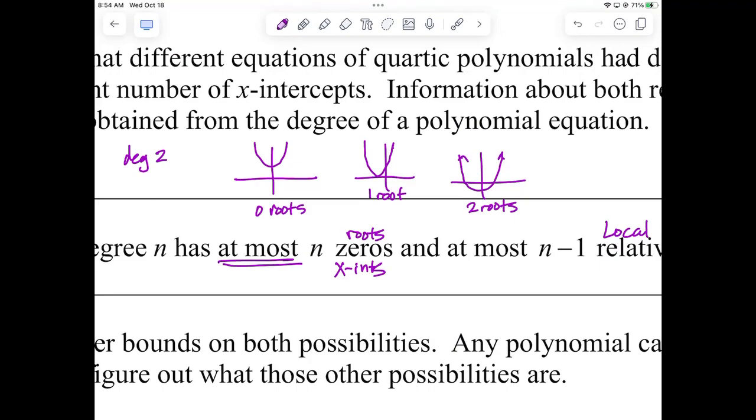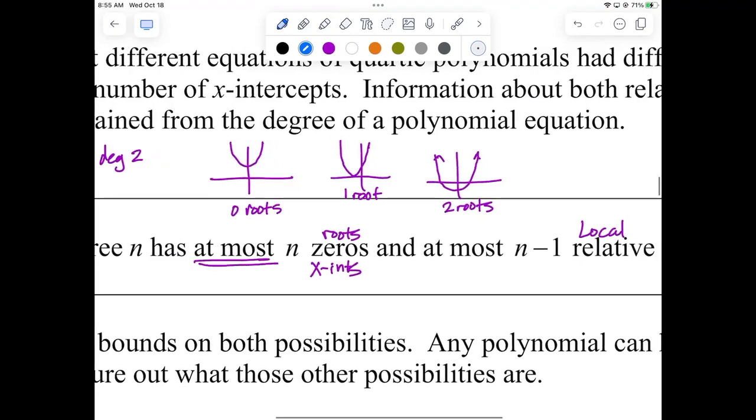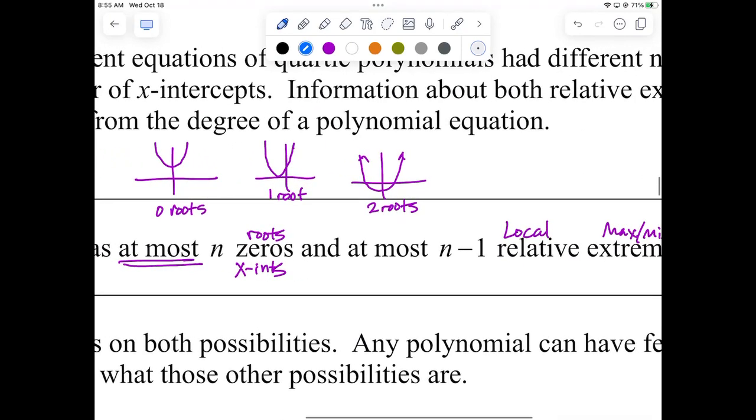Now, in terms of relative or local max or mins, a polynomial of degree 2 can have at most one local extrema. And a polynomial of degree 2 has exactly one relative extrema. Can a quadratic have 0 relative extrema? According to this, it can have at most n minus 1, so at most 1. So you're saying I can draw a quadratic that has no local max or mins.